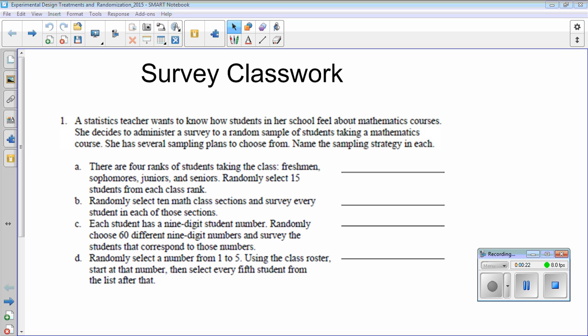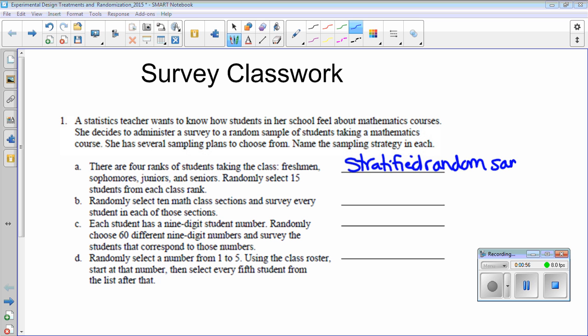In this particular problem, a teacher wants to know how students in her school feel about mathematics courses. She decides to administer a survey to a random sample of students, and here are the different methods she's chosen. For number 1, four ranks of students, freshmen, sophomores, juniors, seniors, 15 from each class rank. What kind of sample is that? That's a stratified sample. We're going to say stratified random sample, just to make sure we are using the correct verbiage.